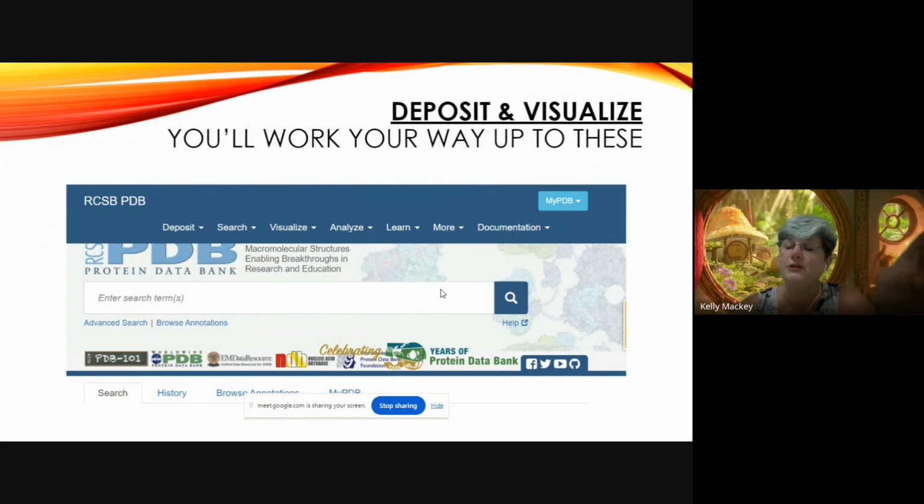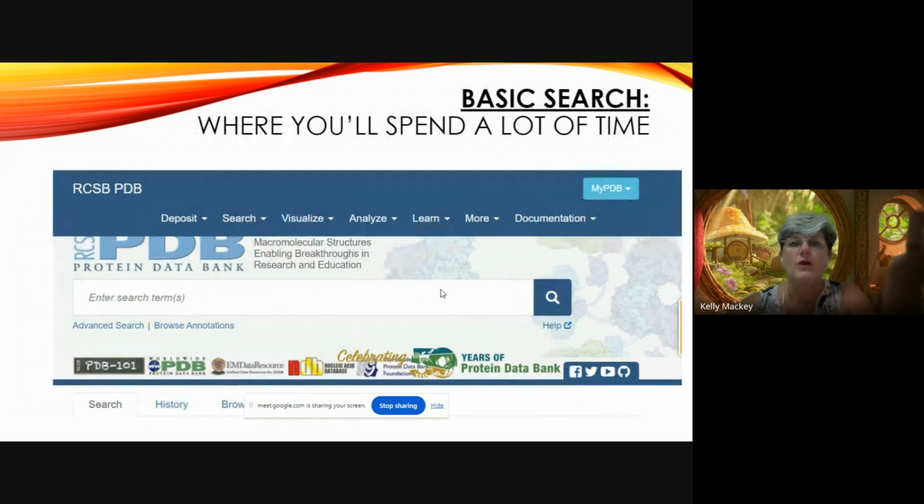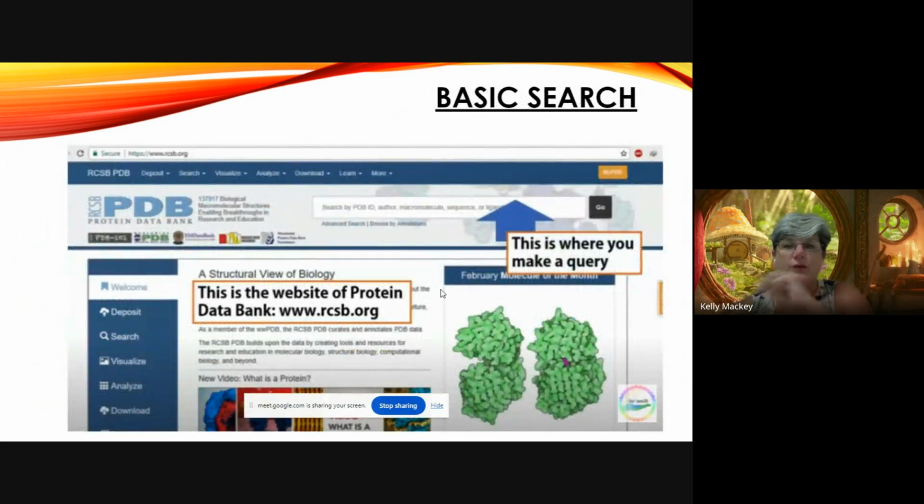You will hopefully get up to depositing and visualizing, because that's what you do when you add your protein to this scientific discussion. But for now, you're probably going to spend a lot of your time on search, because that's how you're going to get your background information and that model that you have. You've got to make your model fit your data, or the structure fit the model. That's where you're going to get your structure from.